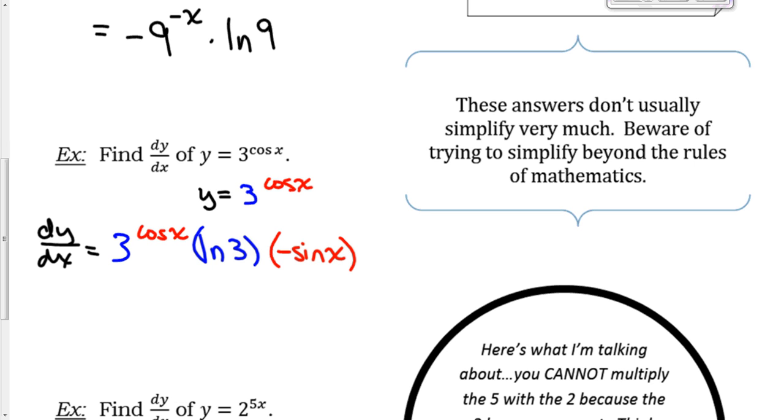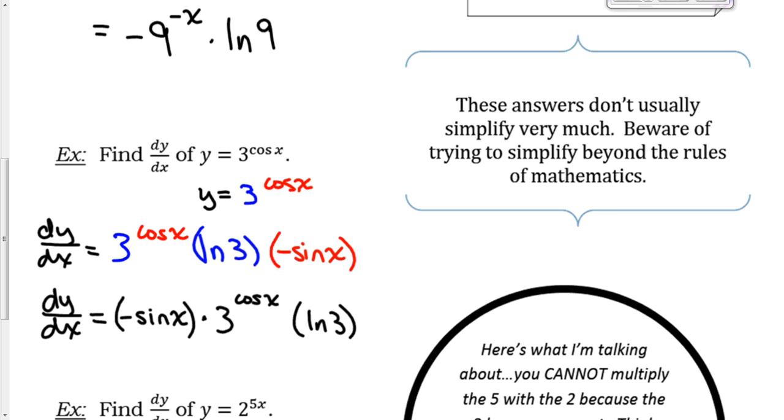And I can rewrite that if I'd like. Again, not multiple choice, leave it be, just don't mess with it. I would probably put my negative sine of x in the front, and then my 3 raised to the cosine of x, and then times natural log of 3, just to separate what each thing is. So I'm only taking the natural log of 3, I'm only taking the sine of x, and 3 is raised to the cosine of x.